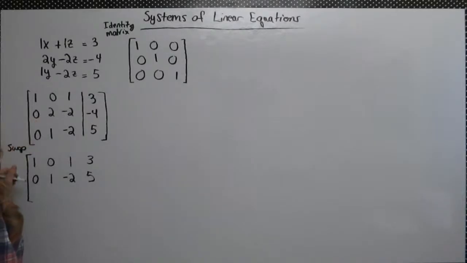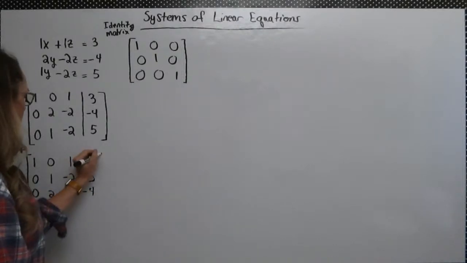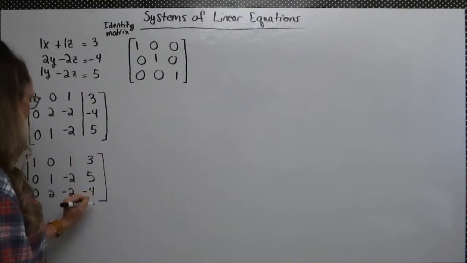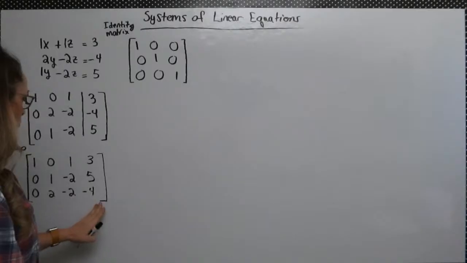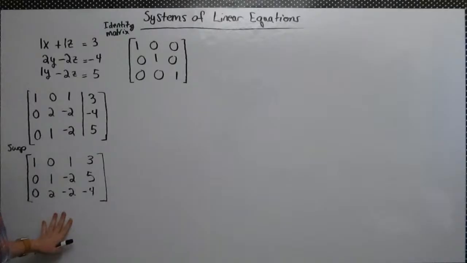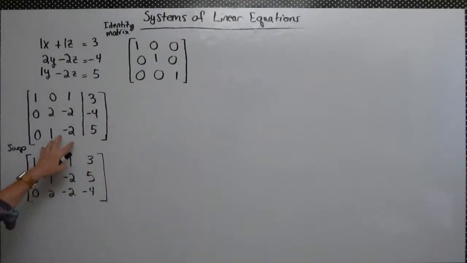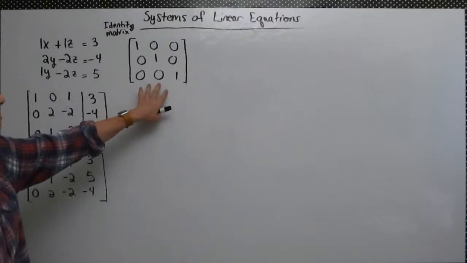I'm trying to keep consistent with my notes. So we have 0, 2, -2, -4. And again, we're employing these operations, row operations. They're called elementary row operations that you perform on your matrices. And eventually we want this right here, this 3 by 3, we want it to look like this.